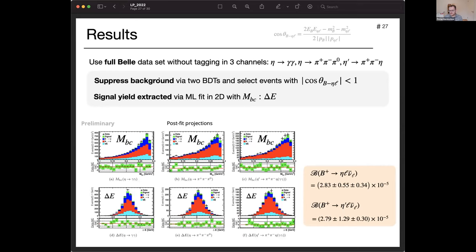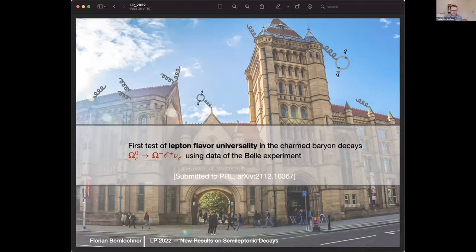To suppress background, two BDTs are used, and one then focuses on the events that are in a cos theta_BYl range smaller than one. This is a nice variable because it can be fully measured with just all the visible particles in the final state. At the bottom, you see the two fit variables, M_bc and delta E. Here the green sliver is basically the signal that is extracted. And the measured branching fractions are here at the bottom. For B to eta l nu, we have something like 2.8 times 10 to the minus 5, and for eta prime, also about 2.8.